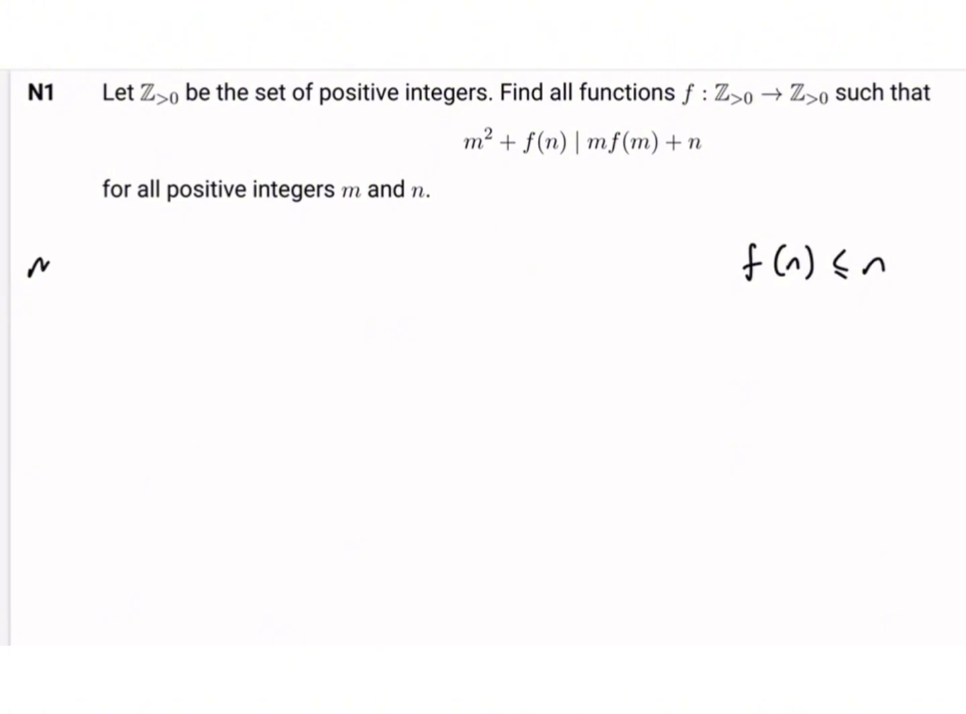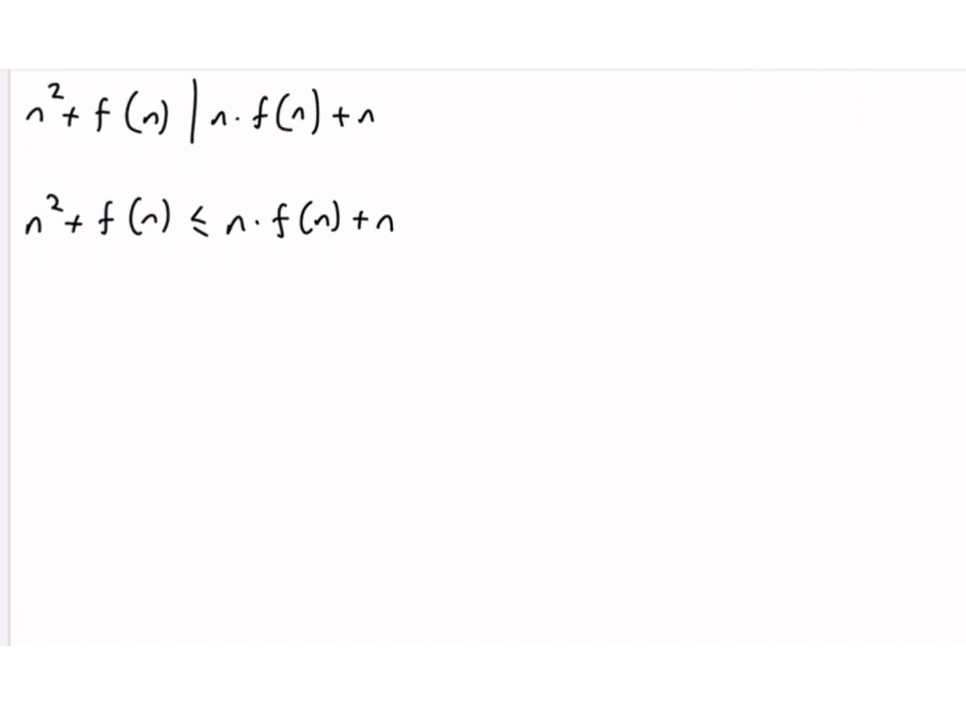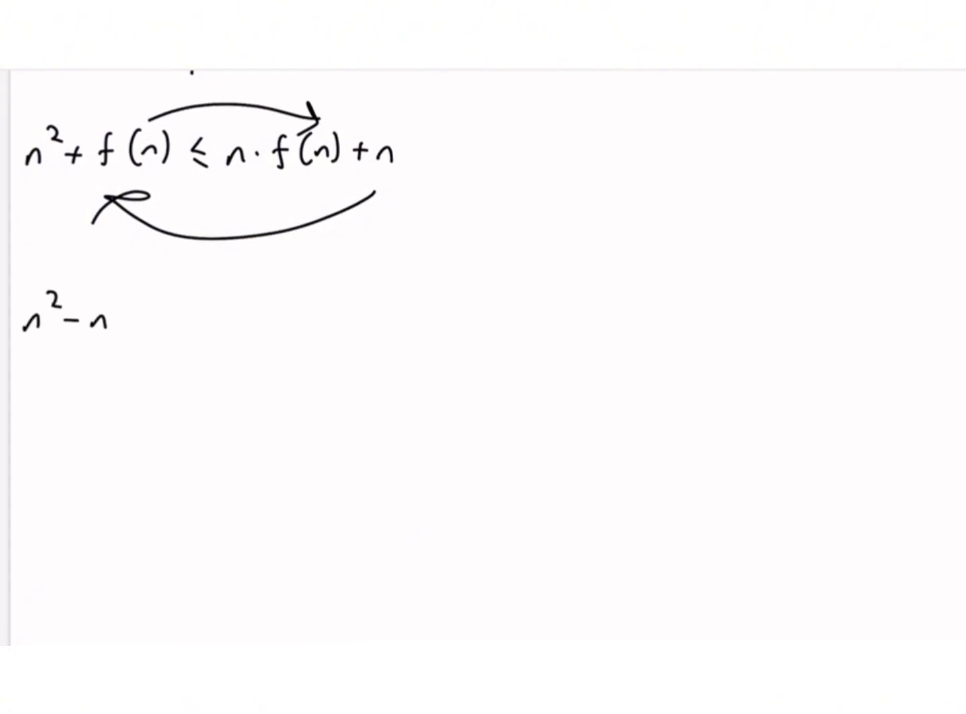Now let's insert m equals n. What we'll get is n squared plus f(n) divides n times f(n) plus n. So from fact 1, this shows that n squared plus f(n) is smaller than or equal to n times f(n) plus n. Now let's rearrange this inequality, sending this n to the left hand side and this f(n) to the right hand side. We get n squared minus n is smaller than or equal to n times f(n) minus f(n).